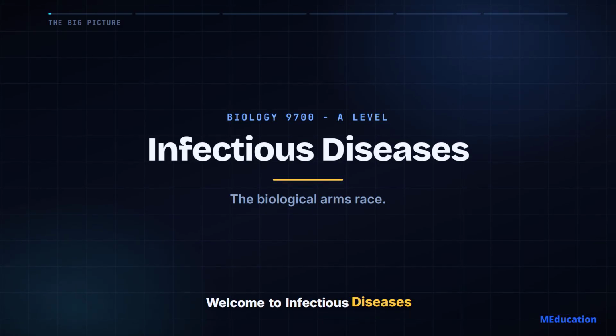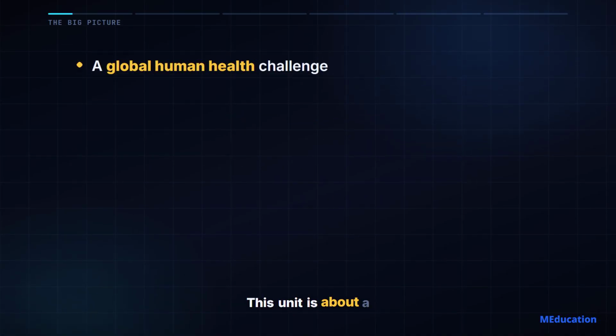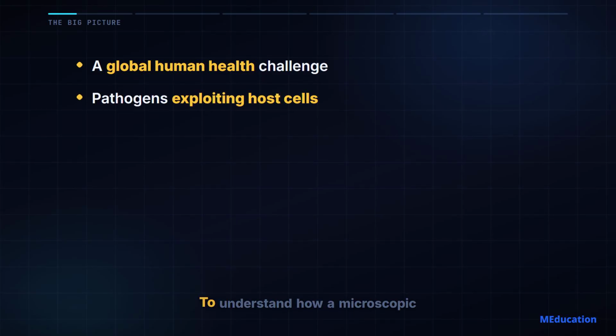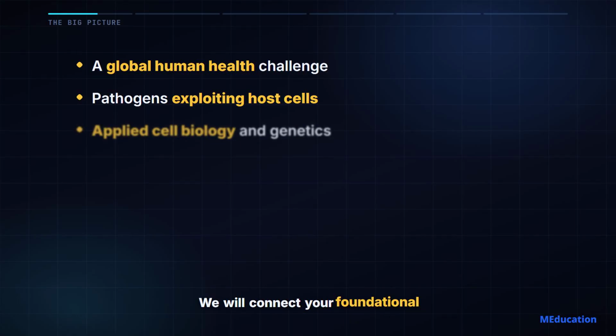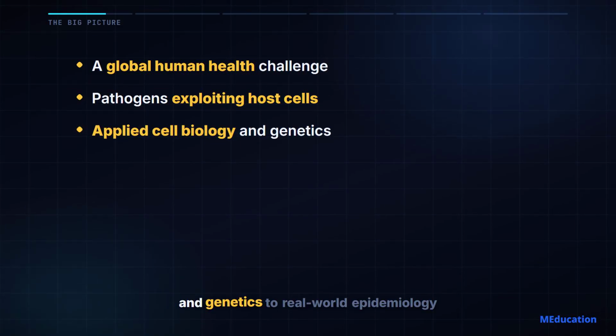Welcome to Infectious Diseases. You are stepping out of the microscopic world of pure cell biology and into the macroscopic world of human survival. This unit is about a biological arms race. To understand how a microscopic invader survives and multiplies, you have to know exactly how it exploits our cellular machinery. We will connect your foundational knowledge of transport systems, cell structures, and genetics to real-world epidemiology.